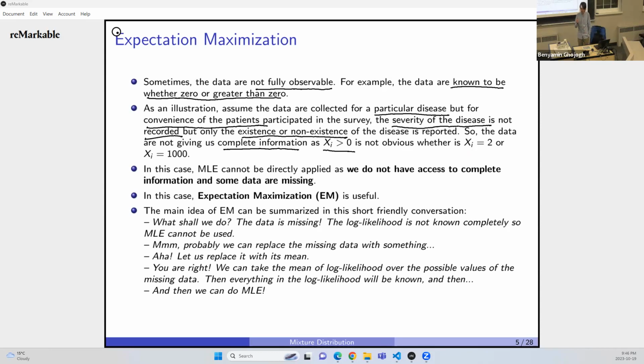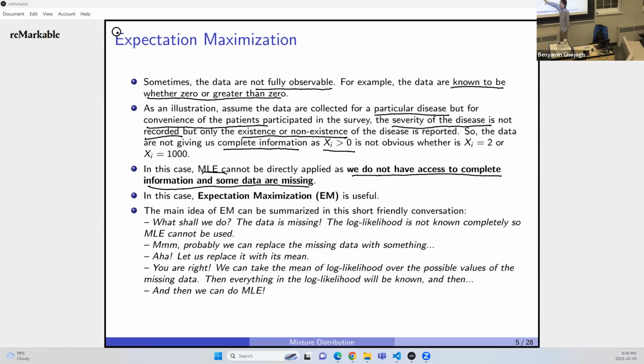In this case, can I use maximum likelihood estimation? No, because I don't know everything. For maximum likelihood estimation, everything should be crystal clear. So in this case, I use something named expectation maximization. MLE cannot be used because we do not have access to complete information and some data are missing. Now, please focus and listen to this conversation.